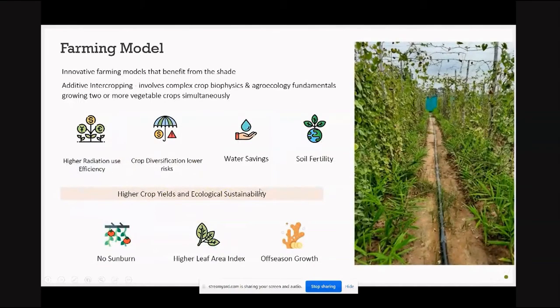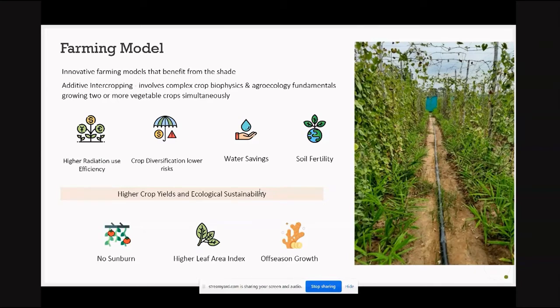So now the goal is to use this information about temperature and shade to come up with innovative farming models that actually take advantage of that shade. One of which is additive intercropping. And this is not something new. I mean, this was practiced in ancient India, but somewhere down the line, it kind of lost the plot.